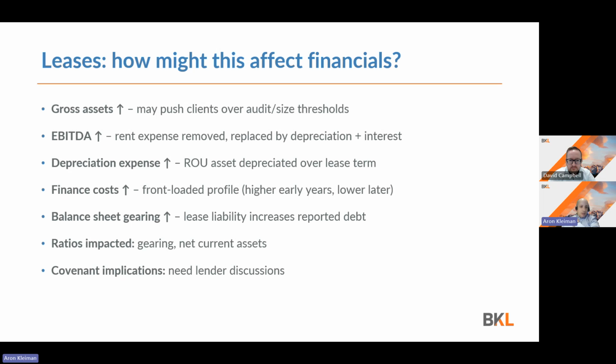Balance sheet gearing, as I mentioned, will go up. And there can be other ratios impacted. Net current assets, for example: I have a non-current asset in my right of use asset that comes on, but my liability is split current and non-current, based on what I'm going to be paying in the next 12 months and what is beyond that. So it can impact that ratio too.